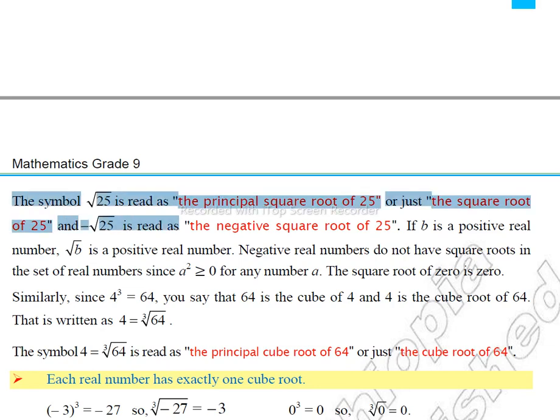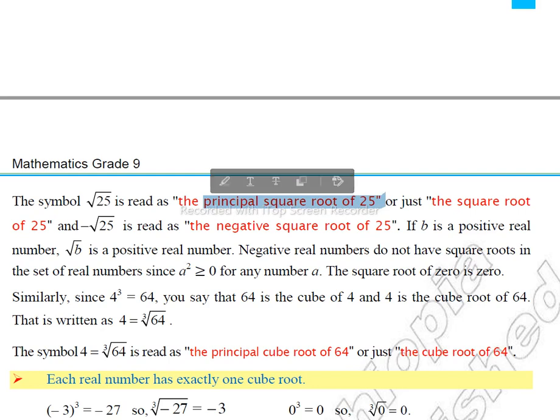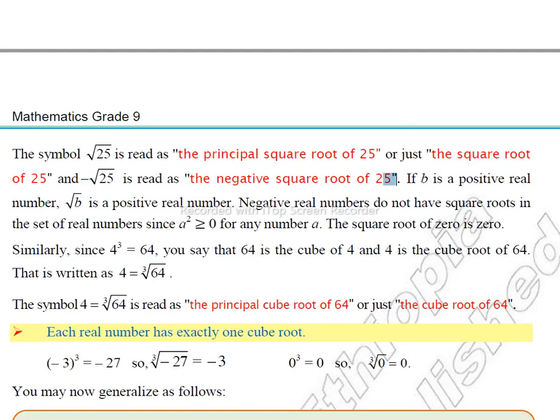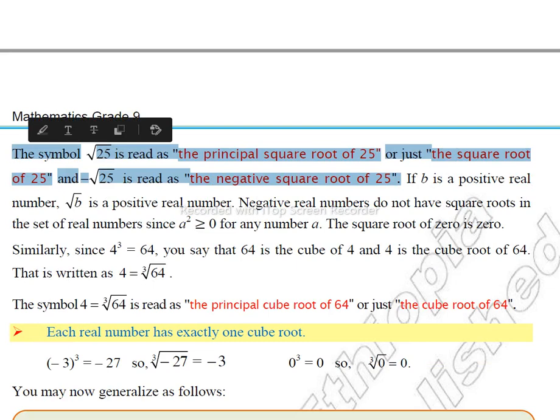When we read a given symbol, we say that it is read as the principal square root of 25. We can read it like that, or just say the square root of 25. Here we have a negative, so it is read as the negative square root of 25. So we can read this radical like this.